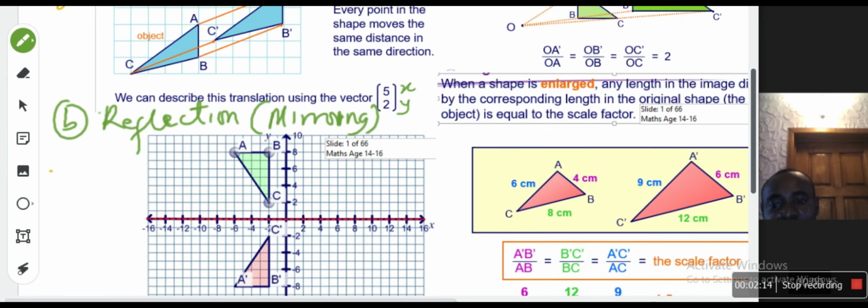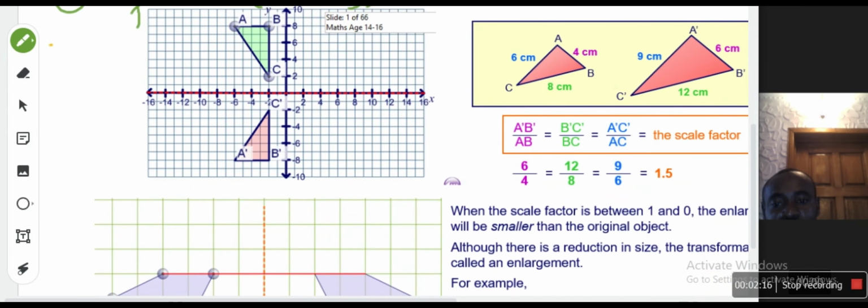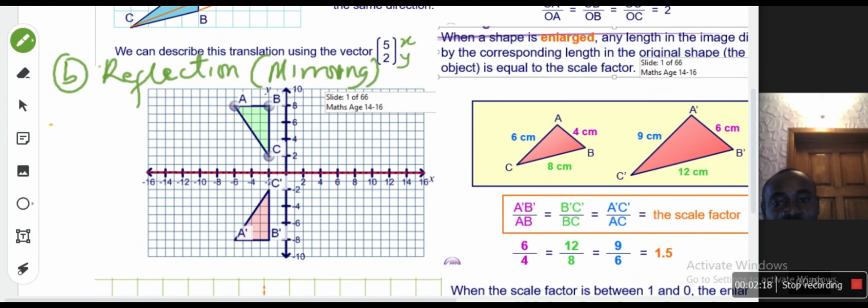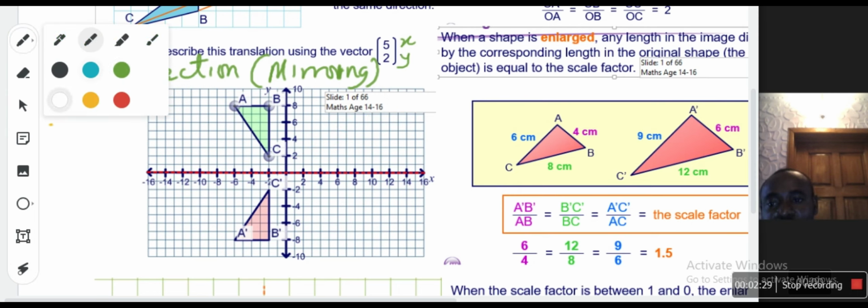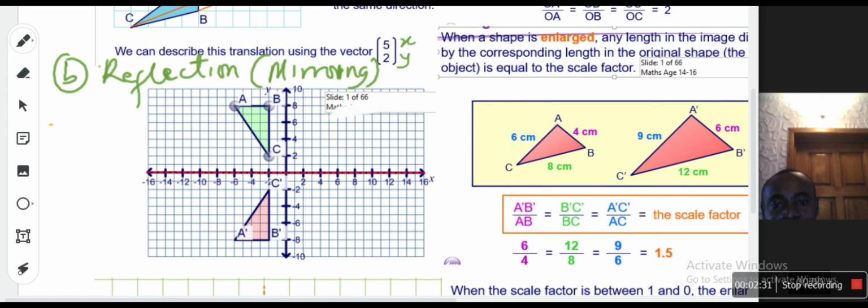In reflection, you need to consider what we call the mirror line. That's all you need, the mirror line. Whether it is a vertical line or a horizontal line or a line somewhere, just the mirror line is all you need for reflection. It's the same shape now, so you're not going to talk about the fact that it is larger or bigger. It's the same person you are seeing in the mirror. So it's just the mirror line.